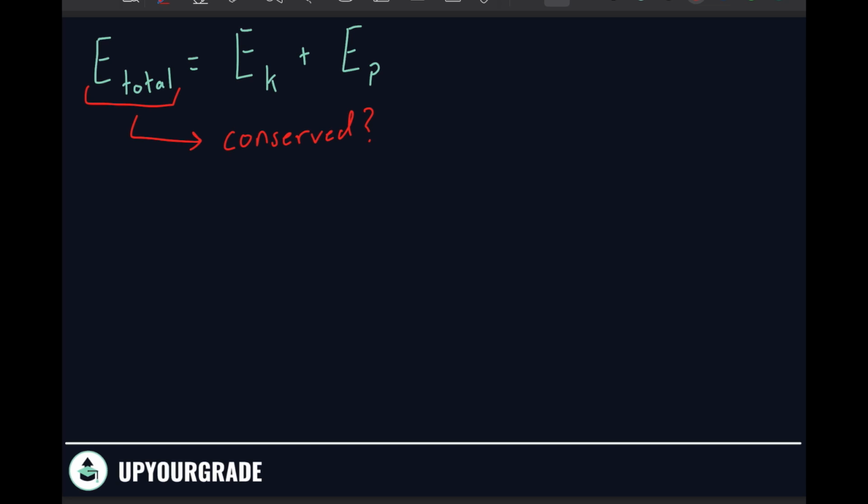So the key difference between a system where we do conserve the mechanical energy versus a system where we don't conserve the mechanical energy is whether or not we have non-conservative forces acting on the system. So let me explain what this means, and I'm going to use a table to demonstrate this. So we have two different types of forces. We have conservative forces, and we have non-conservative forces.